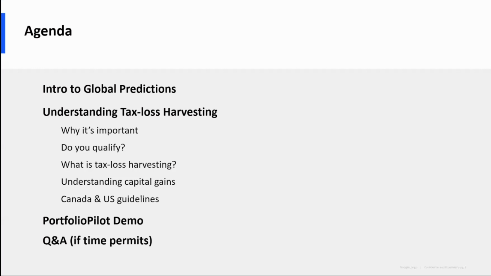So the first thing, just to give you a quick agenda, if you're not familiar with Global Predictions, we're going to give you a quick run through of who we are and what we do. The next thing, and this is really the big chunk of this session, is trying to explain tax loss harvesting to everyone, why it's important for self-directed investors. One of the questions maybe all of you are asking is, do I qualify? Also getting into what is tax loss harvesting, understanding capital gains, and then going through some Canadian and US guidelines and examples as well.